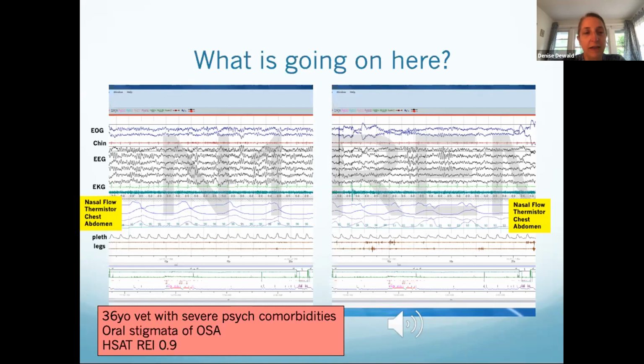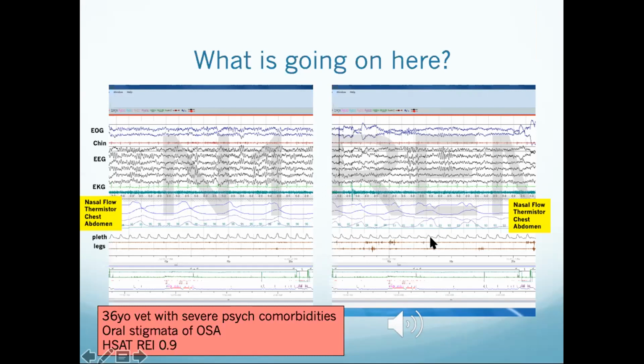So just look at the signals. What are you seeing? We have N1 here, and we have REM here. We have the EOG up here, the EEG up here, and then here are the respiratory signals. Nasal flow is here. Thermistor is here. Chest and abdomen RIP bands are down here. This is in N1 and this is in REM. And then here are the leg leads.